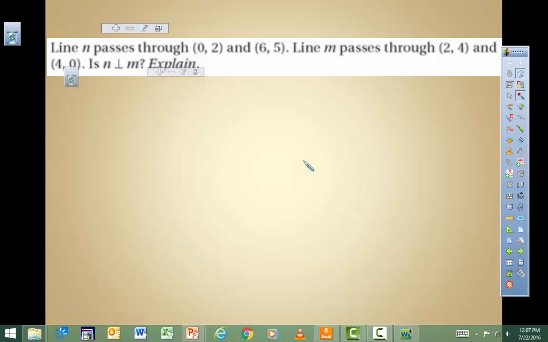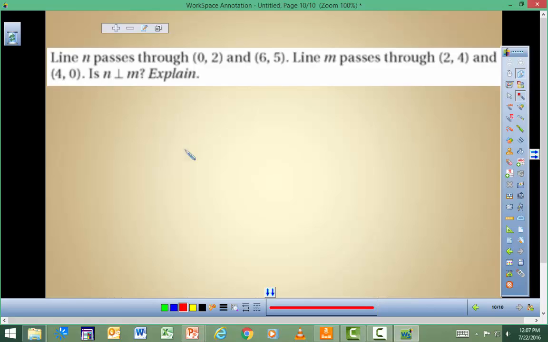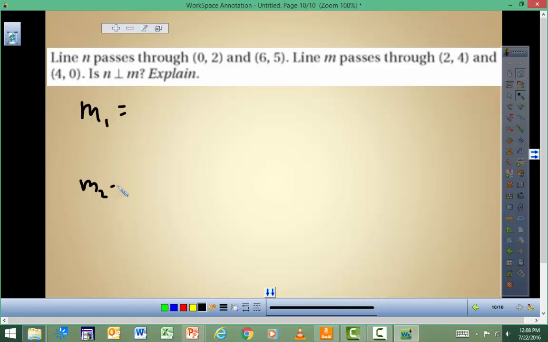Alright, so here's another related question. Line N passes through (0, 2) and (6, 5). Line M passes through (2, 4) and (4, 0). Is N perpendicular to M? Well, our plan here will be to find slope number 1, find slope number 2, and then we'll find the product. If we take slope number 1 and multiply it by slope number 2, it's supposed to be equal to -1 if you have perpendicular lines.